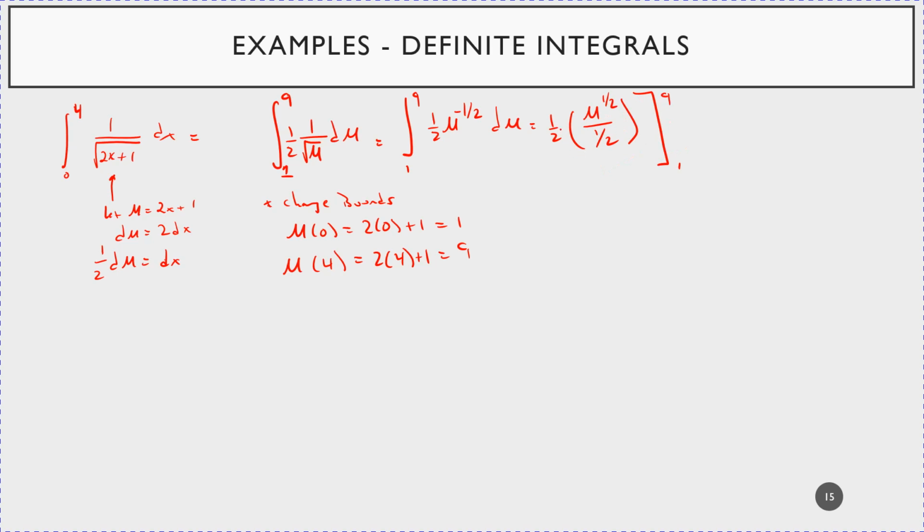Look, the 1/2's cancel here. So you're actually just left with u to the 1/2, which is the square root of u, from 1 to 9. Now, since you did not change your bounds of integration, or excuse me, I misspoke there. Because you did change your bounds of integration, you do not have to substitute back in. So this is just the square root of 9 minus the square root of 1, which is 3 minus 1, which is 2.